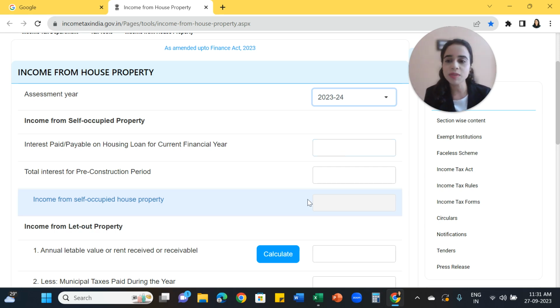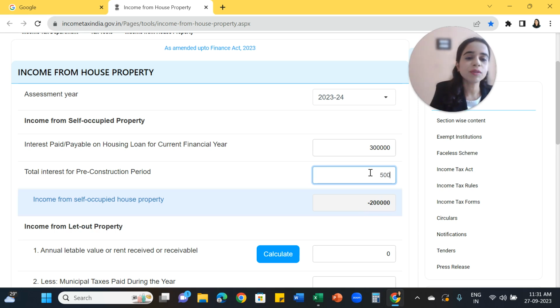Now when I talk about income from self-occupied property, there is no income as such. There is no rent which we are receiving because we are ourselves living in the property. So there is no municipal taxes deduction, and there is no 30% deduction. But the deduction under 24B, which is interest paid on housing loan for the particular financial year, we get that. Let's say I have paid interest on home loan in the current financial year of rupees 3 lakhs. You see, I get the deduction only up to rupees 2 lakh. Why? Because 2 lakh is the maximum deduction allowed for self-occupied properties.